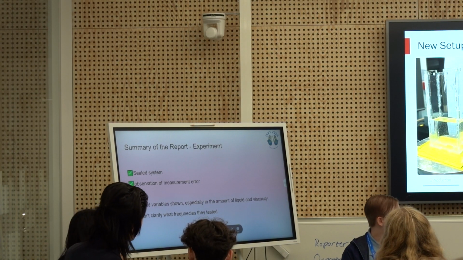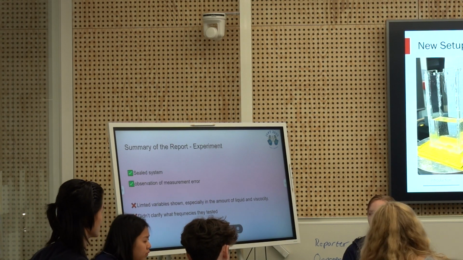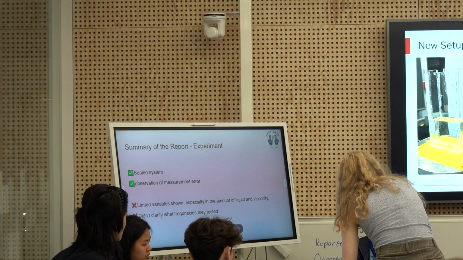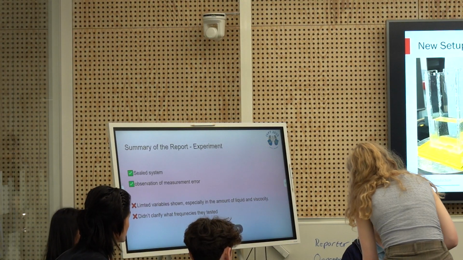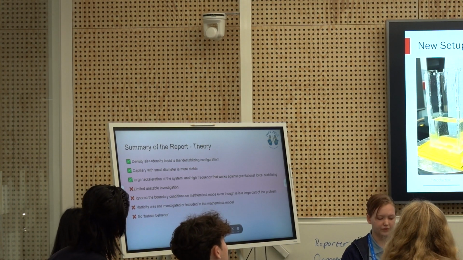There were also some unclear parameters. I'm not sure exactly what they varied or how much they varied it, such as which frequencies were tested and which amplitudes were tested. Their theory overall was very good.